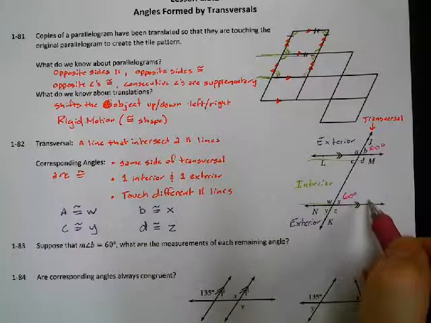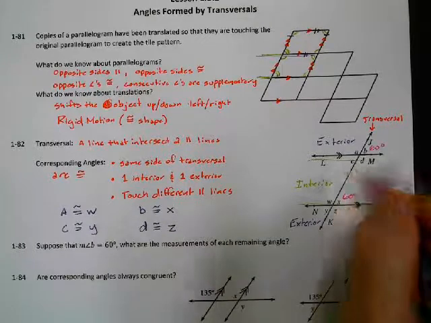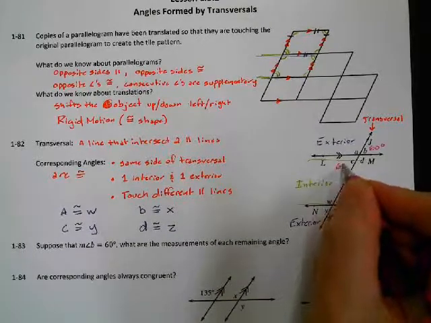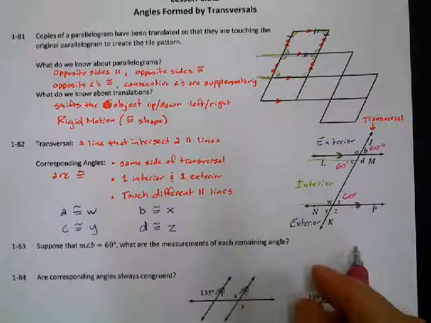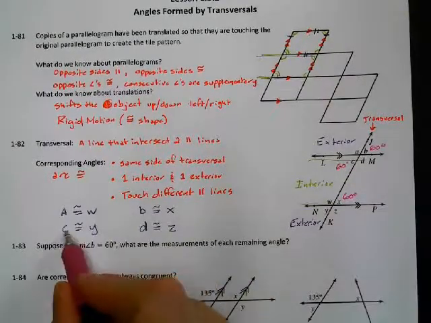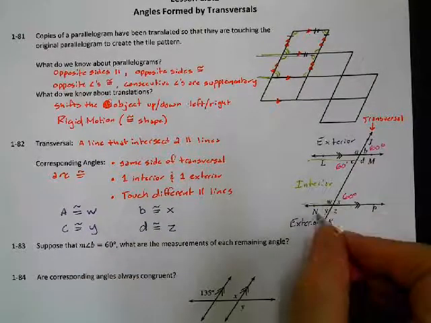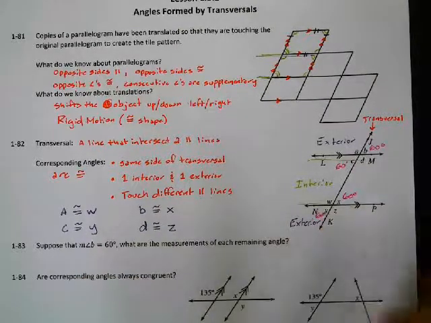But remember from the last lesson, these are vertical angles, and vertical angles are congruent. So that one has to be 60. And then we just said over here that C and Y were corresponding angles. So those are congruent. So C and Y, those both must be 60. Okay, so I've got four of the angles.